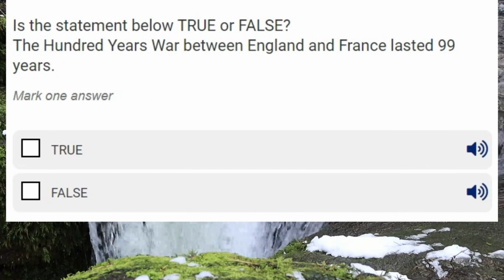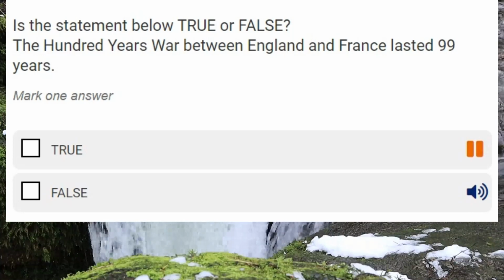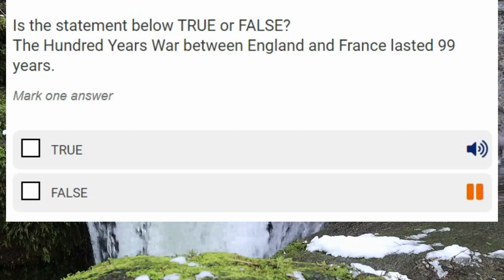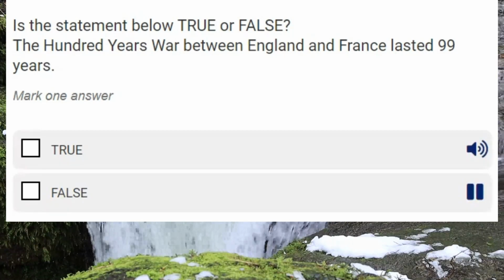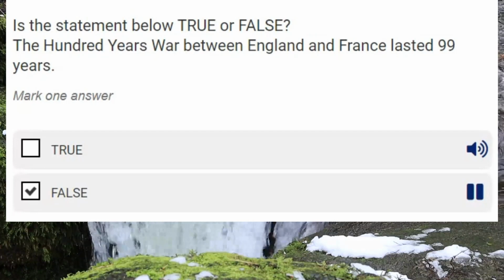Is the statement below true or false? The 100 Years' War between England and France lasted 99 years. True. False. The correct answer is false.